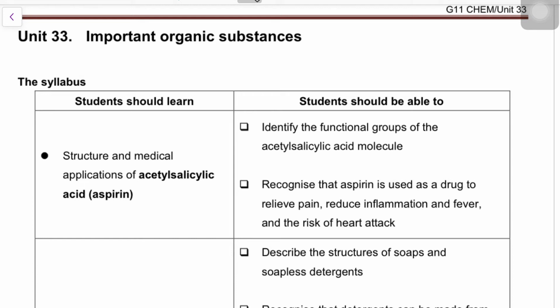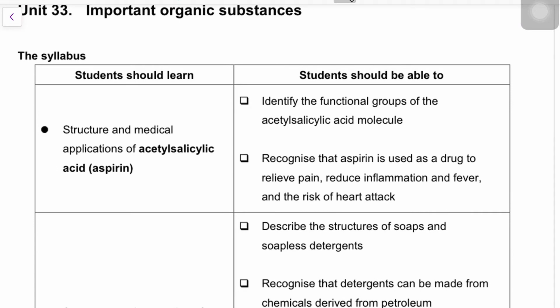Now here is Unit 33, Important Organic Substance. In this section, we're going to study how the chemical reactions we just learned in the last chapter relate to the chemicals in our daily life. And here, we will try to use 3 kinds of substance.